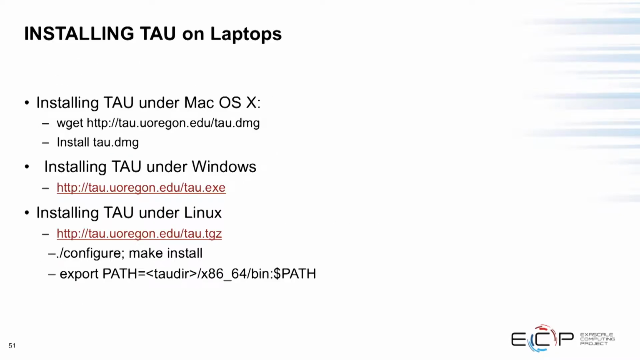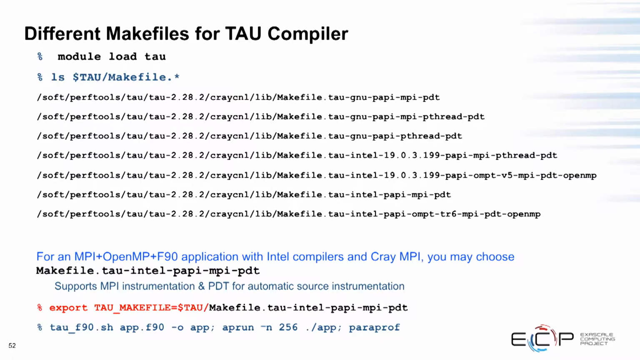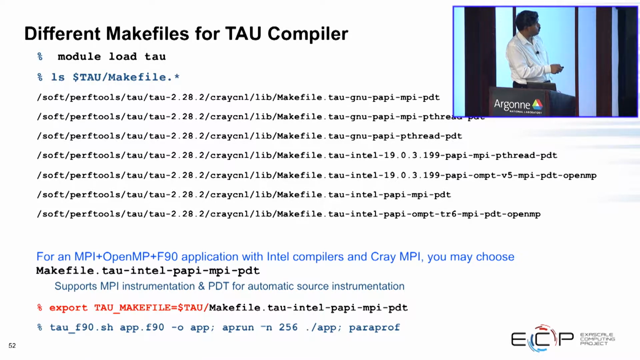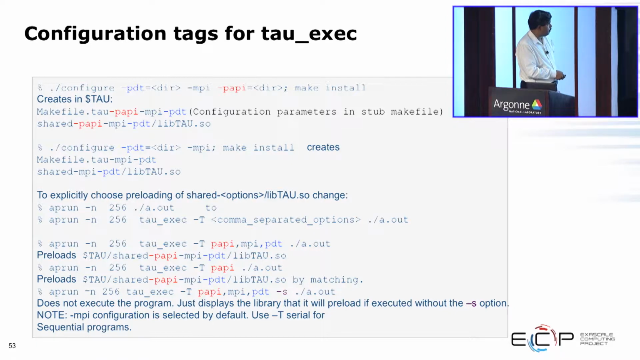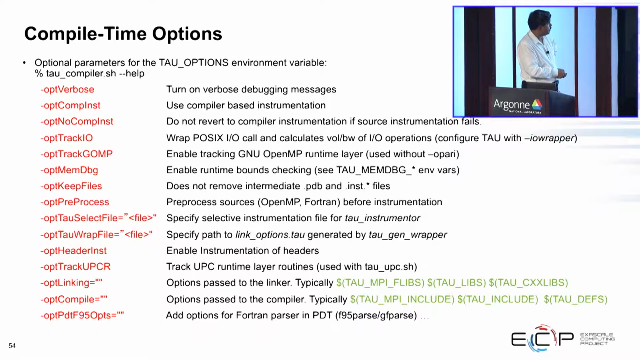This is how you can install Tau on your laptop. And if you look at a Tau directory, you can see the stub makefiles that show you which configurations have been configured, whether it's GNU with pthread, or MPI with Intel 19 compilers with pthread, or OMPT. And then you can choose one of these configurations and use the compiler wrappers. And the same tags are also available in the tau_exec command with the -T parameter.